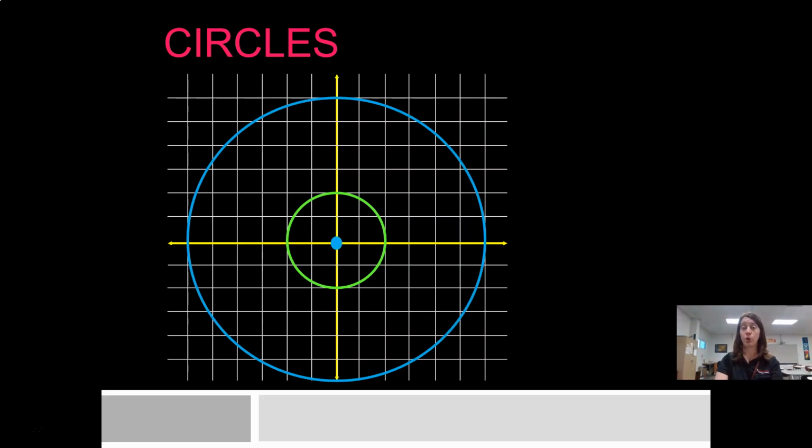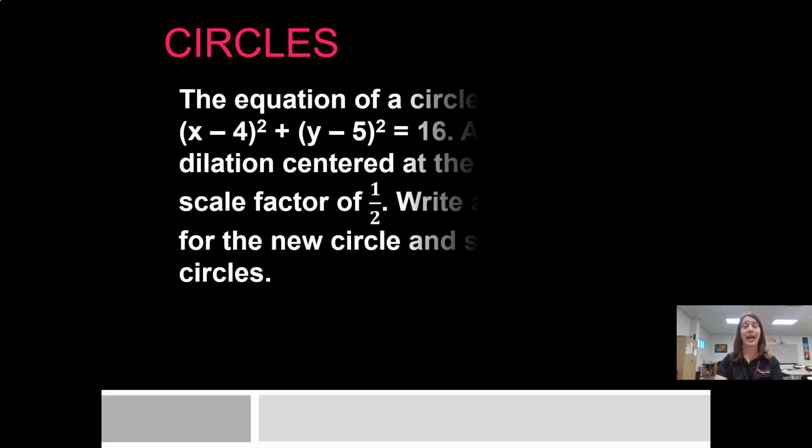Notice my blue circle is way bigger than my original green circle because it's been dilated by a factor of 3. It's 3 times as big as the original picture that we had. Let's try one more example together here. This one, the center is not 0, 0, so you can see how it affects the center as well.